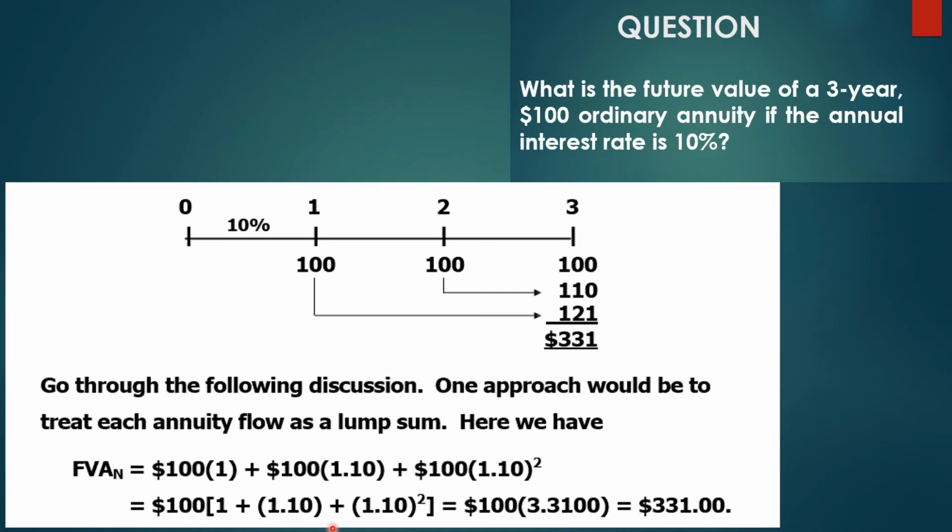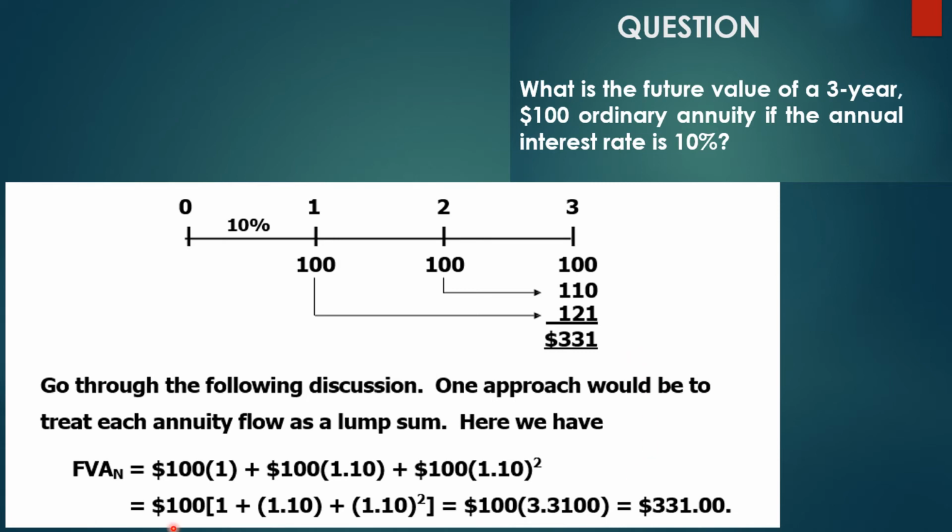And we have 100 multiplied by 1.10 raised to 2. So what we received at the end of year 1 will be compounded twice at the end of year 2 and at the end of year 3. So we have 121. So we add them all, 100 plus 110 plus 121, we get 331.